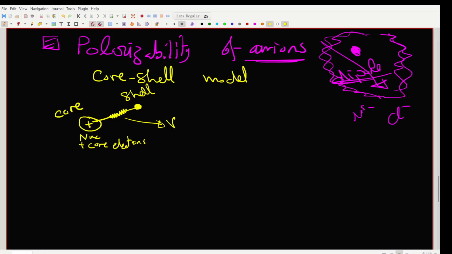The energy of the spring is very simple. It just applies to the core and shell within the same ion. It's like half k times (r minus r0) squared.